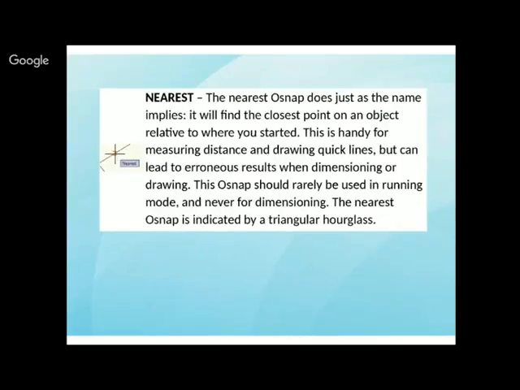Then there is something called nearest. Suppose you have something you want to draw which doesn't fall in any of these categories, then you will pick up the nearest point. This is by approximation method, you can say.